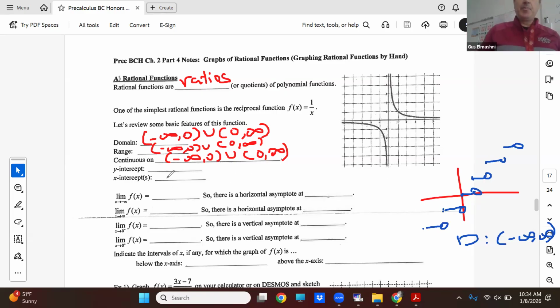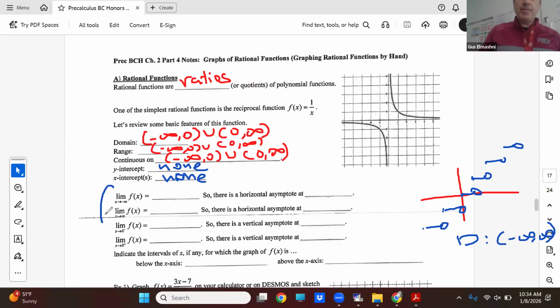Is there a y-intercept here? Nope. Is there an x-intercept? No. Yeah, no way can y be 0 because y is 1 over x. And for a fraction to equal 0, you need the numerator to be 0. But the numerator is stuck at 1. So forget about it. It can't happen. So armed with that knowledge, we can handle these limits here.